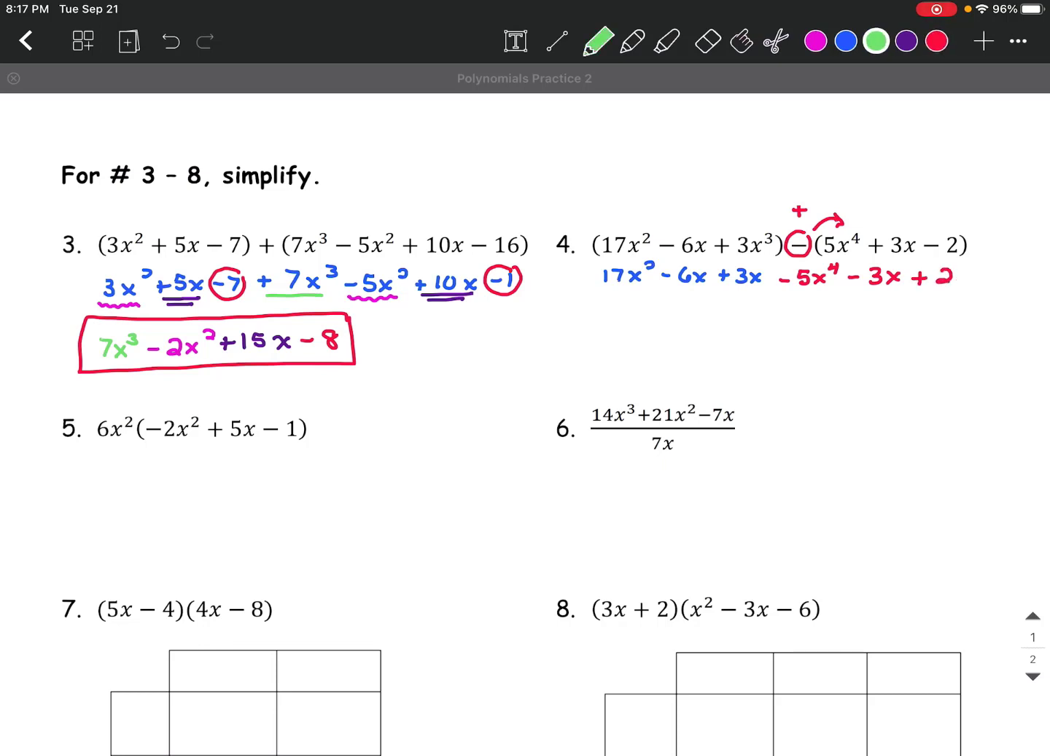Okay, now let's look. I've got a 5x to the 4th. It's the only one with an x to the 4th. So I'm going to keep negative 5x to the 4th. I have no x cubes. The only x squareds I have, oh, I do have an x cubed. I just wrote it incorrectly. Here, there was an x cubed there. So let's bring down this plus 3x cubed. Then we have only this for the x squareds.